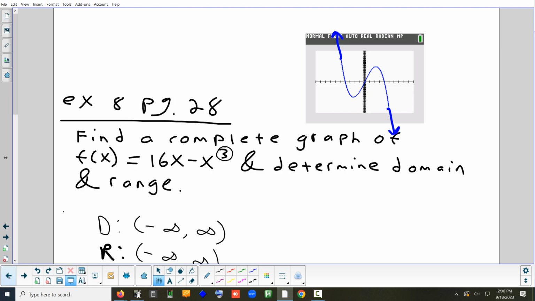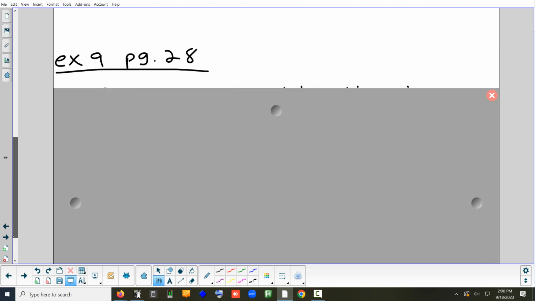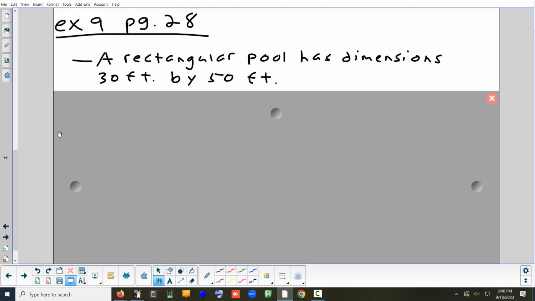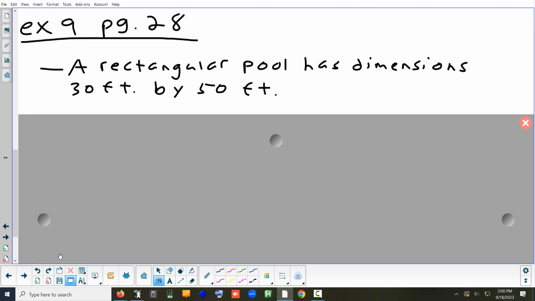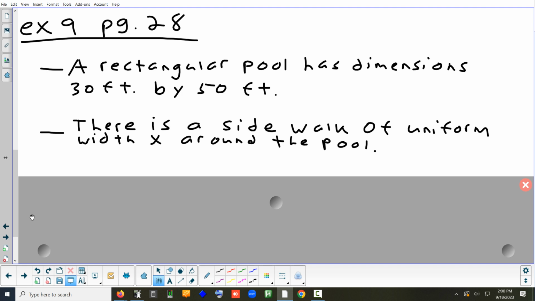Yeah, that's it. All right, let's try the rectangle problem. So we have a swimming pool, and it's a rectangle, and the dimensions of the pool are 30 feet by 50 feet. There's a sidewalk all the way around the pool. And the sidewalk is exactly the same width all the way around. It doesn't change width. So maybe there's like a 3-foot sidewalk all the way around.